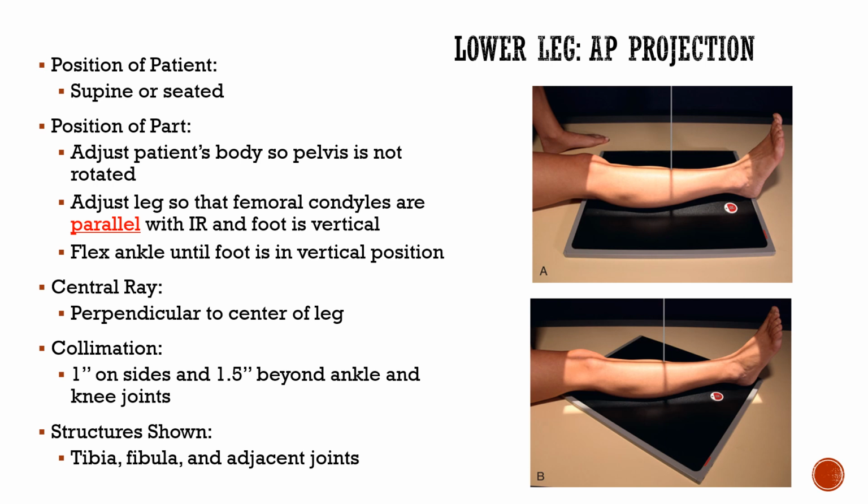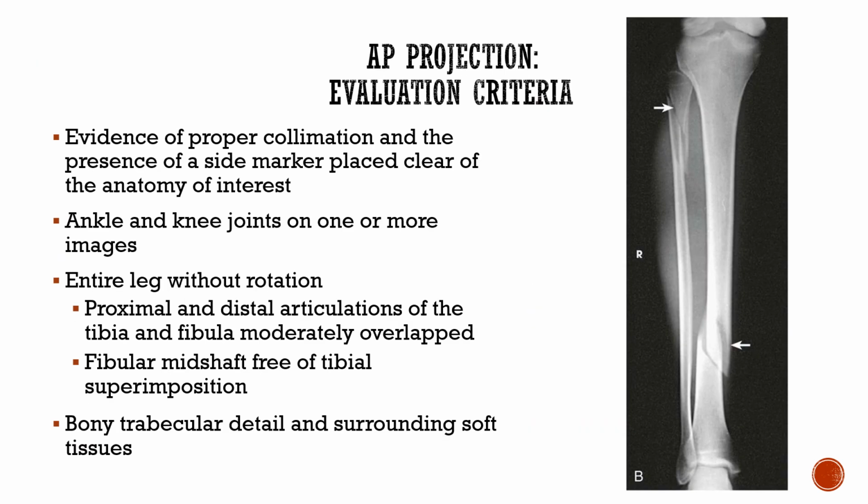And we're going to have collimation 1 inch on the sides and 1.5 inches beyond the ankle and the knee joints. The structures shown include the tibia, the fibula, and the adjacent joints. For the evaluation criteria, we want to make sure we have the ankle and the knee joints on one or more images. We want the entire leg without rotation, and that's where the proximal and distal articulations of the tibia and fibula are moderately overlapped, but the midshaft of the fibula should be completely free of superimposition from the tibia.